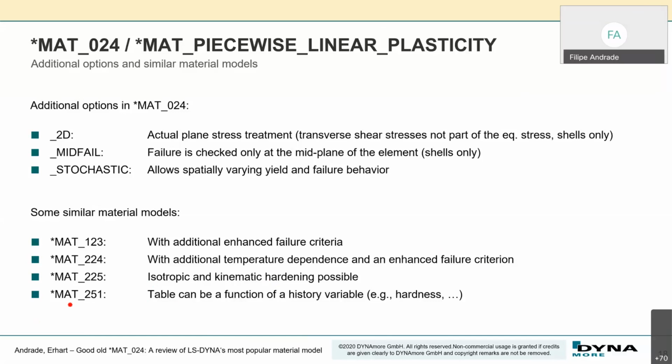And the last one is MET 251. It's being more and more used by our customers. You have basically MET 24, you have the dependence on the plastic strain, on the strain rate, and you can add an additional dependence, for instance, the hardness or whatever you want. Basically, you can just say to LS DYNA, I want to use that history variable to be a further dependence in my table. So in the end, you don't have a 2D table, you have a 3D table, so you can add other dependencies as you want.